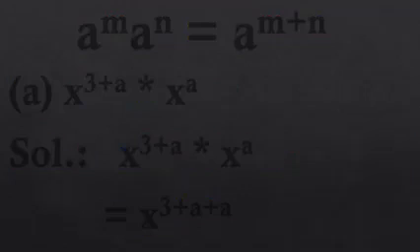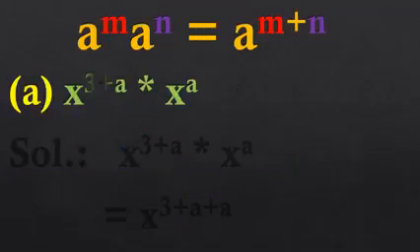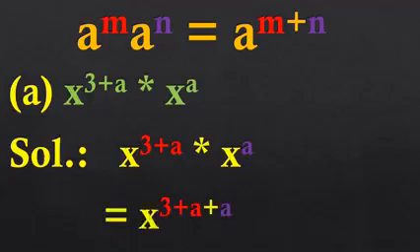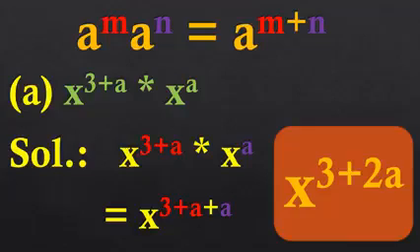15. Another example, we have x raised to 3 plus a times x raised to a. Again, the rule is simply copy the common base, that is x, and add all exponents, that is 3 plus a plus a. Then we will simplify. So in adding our exponents, we will add number by number, then letters by letters. Hence, x raised to 3 plus a times x raised to a is equal to x raised to 3 plus 2a.